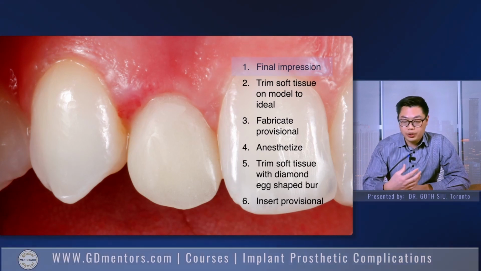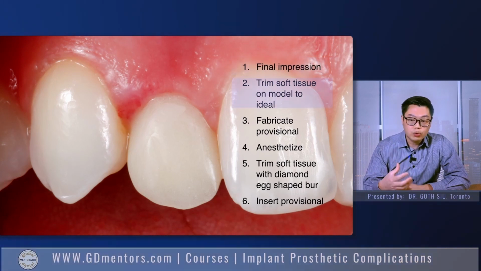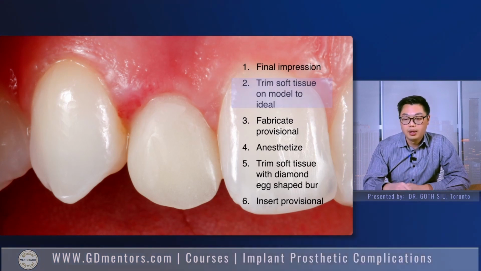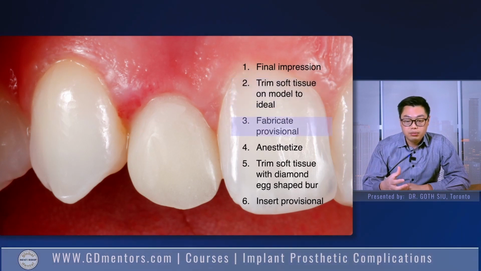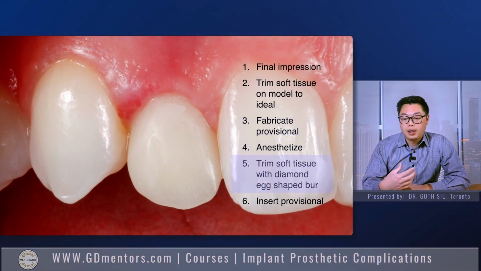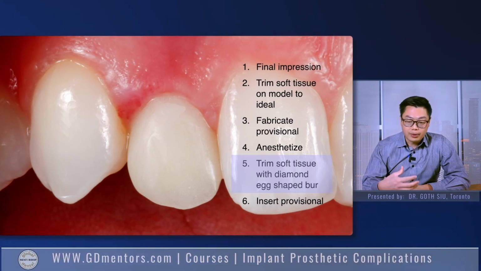In this case, I took an implant level impression. We trimmed the soft tissue on the model to the ideal shape, the ideal zenith. Then we fabricated a provisional that was screw retained. We anesthetized the patient, then trimmed the soft tissue. In this case, I used a round diamond or egg-shaped diamond burr. And then we inserted the provisional.